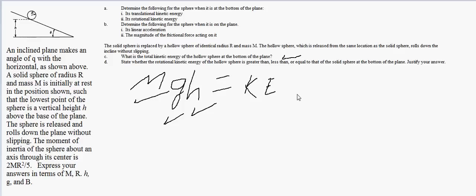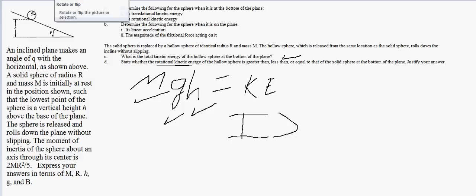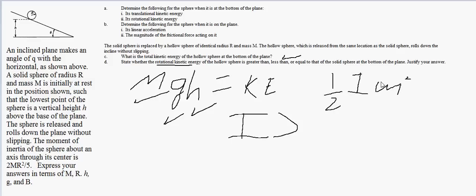The rotational kinetic energy is greater because the moment of inertia is greater. So more goes into this. It actually takes a longer time to reach the bottom because it has more rotational kinetic energy and therefore less translational kinetic energy. That's it.